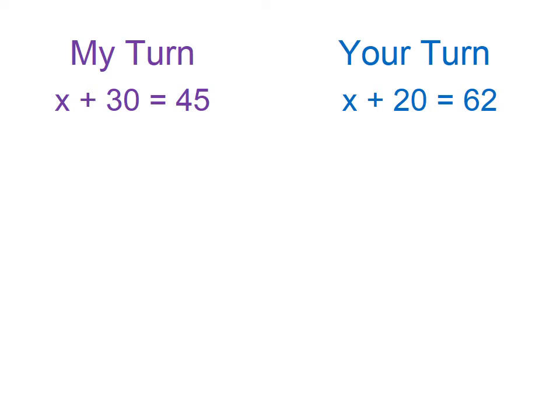X plus 30 equals 45. Now that plus 30 is in the way of me knowing what X actually is. So I need to do the opposite of adding 30, and that is subtracting 30 from both sides. On the left-hand side, I've now just got X. I had plus 30, but I've taken that 30 away. On the right-hand side, I had 45. I'm taking 30 away to give me 15.